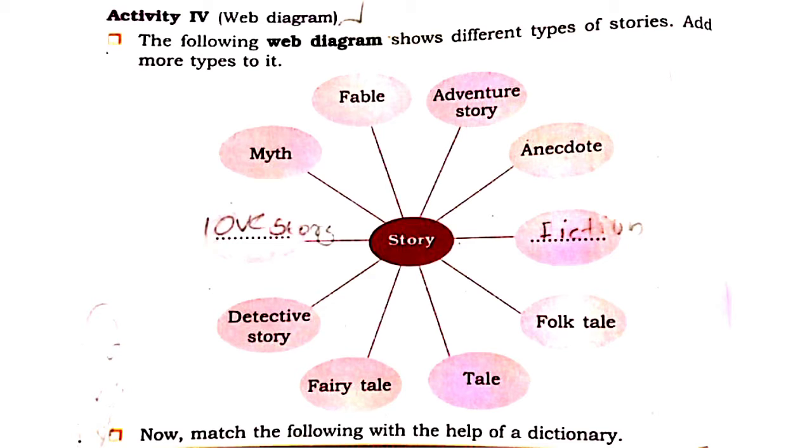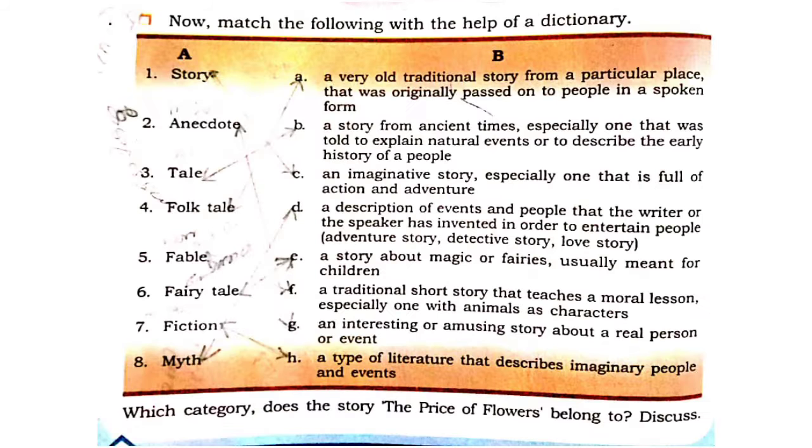Okay, so tale means, what is tale? Tale is nothing but a form of ancient times. Folk tale means, what is that? Folk tale is a very old traditional story from a particular place. Then fable, a traditional short story that teaches a moral lesson. Fairy tale, a story about magic or fairies. Fiction, that is a type of literature. Then myth, that is nothing but a description of events and people.